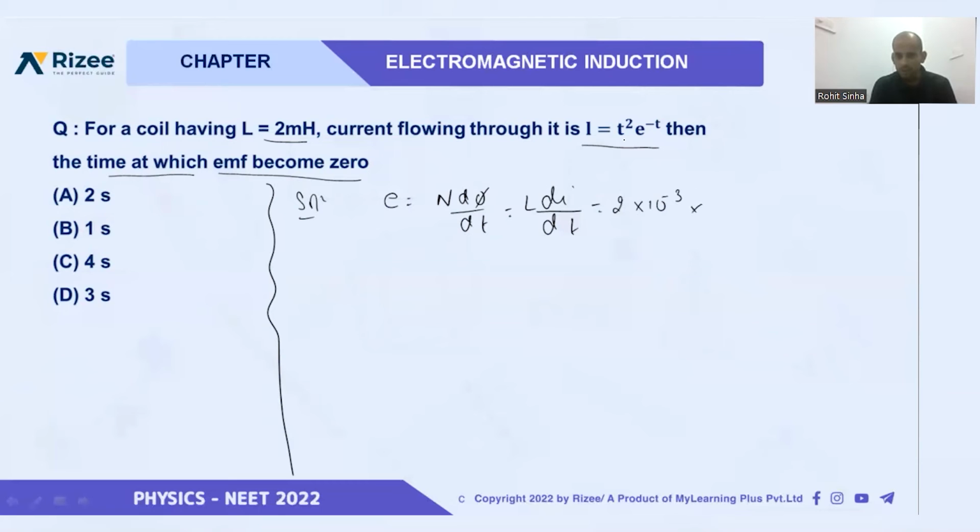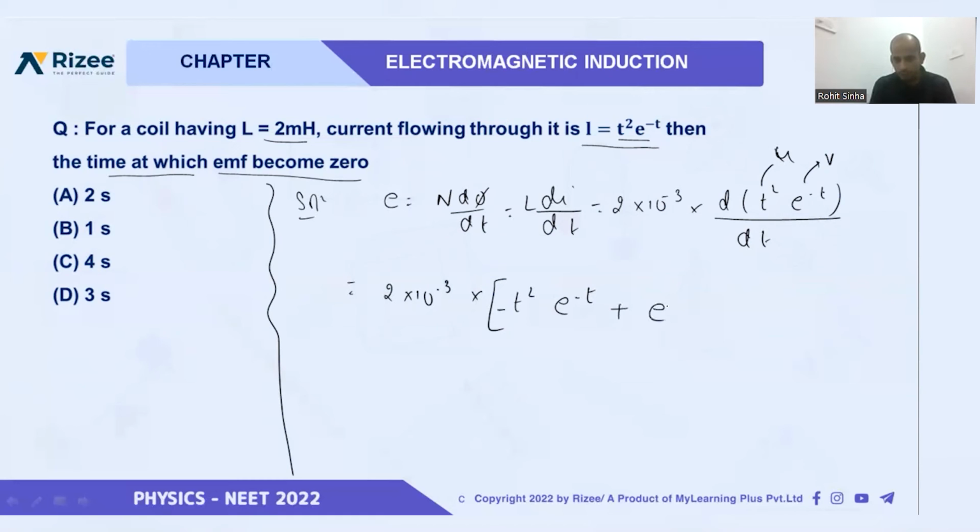L into the differentiation of this one, and you know how to differentiate this one. It is just a differentiation question. You know it is U and it is V, and you know UV differentiation, what it is? It is 2 into 10 to the power minus 3 into, see here, constant for the first one and differentiate the other one, plus second one constant and differentiate the first one. This is equal to 0. Now solve it.